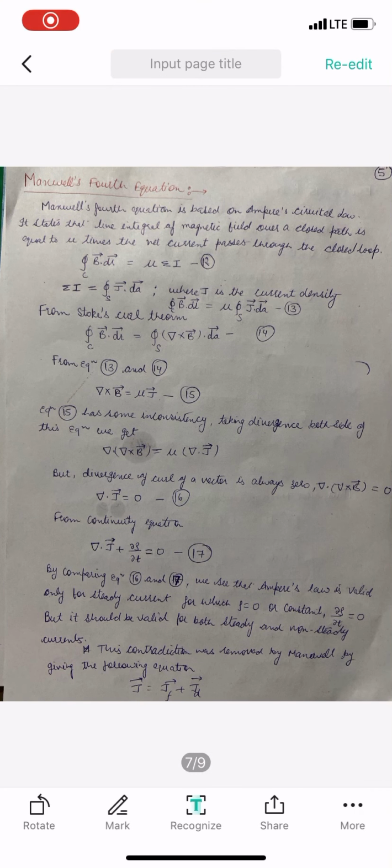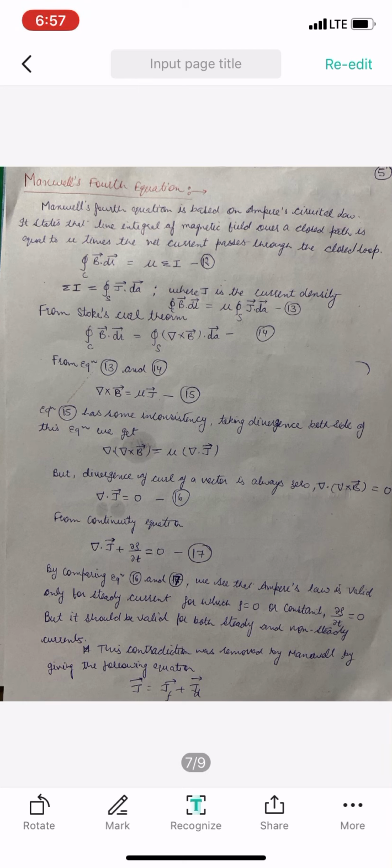Dear students, today we are going to study Maxwell's fourth equation. As you have studied three equations of Maxwell, now we will study the fourth equation. Maxwell's fourth equation is based on Ampere's circuital law.